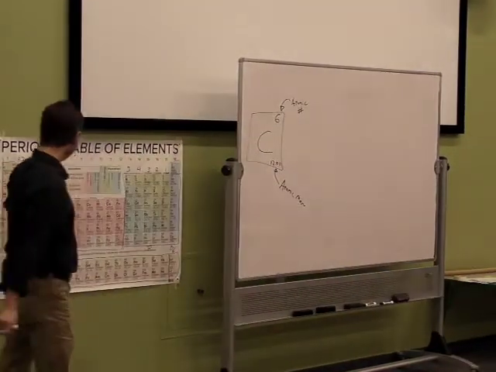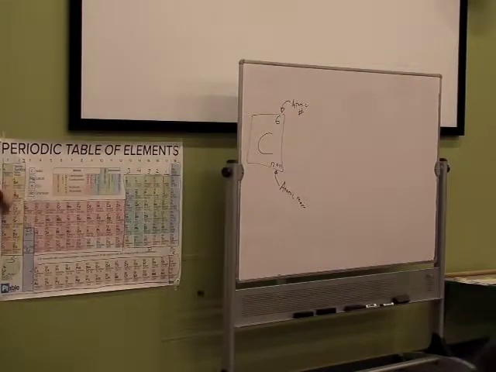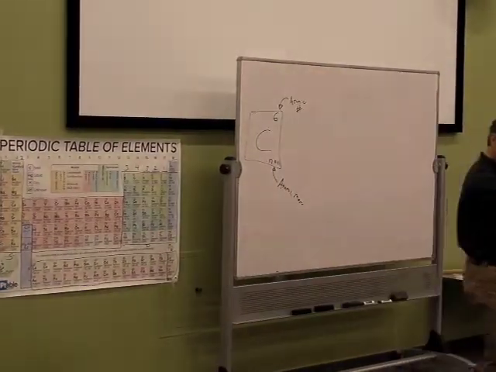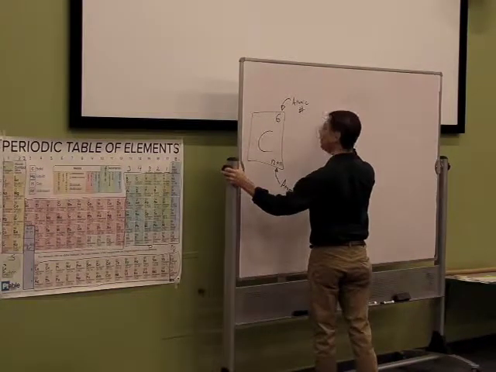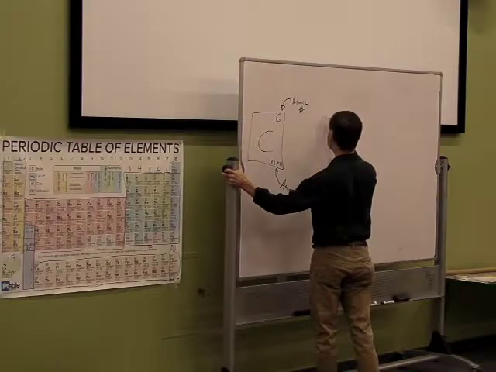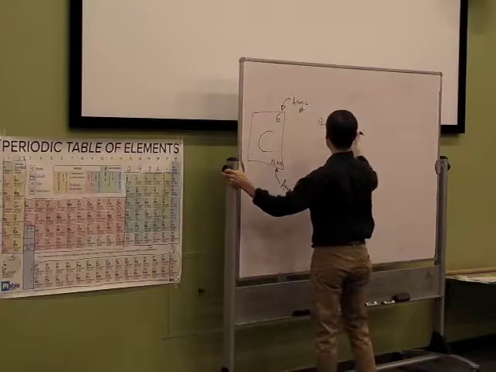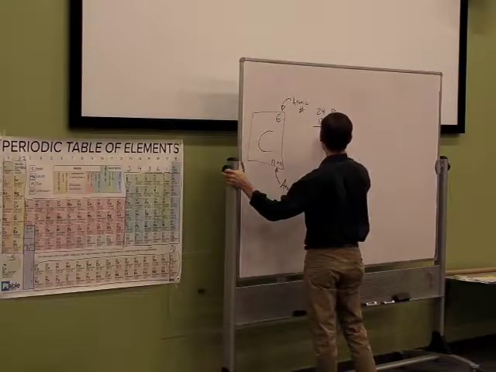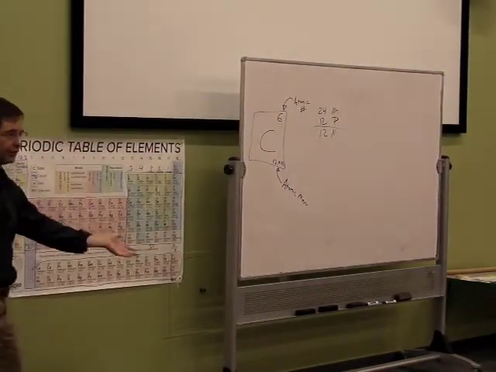So we have magnesium. How many protons and how many neutrons? The atomic number of magnesium is 12, so it has 12 protons. I'll just put a P here. Its atomic mass is 24, so I'll put AM. Do a little subtraction here, and I get 12 neutrons. Fairly simple.